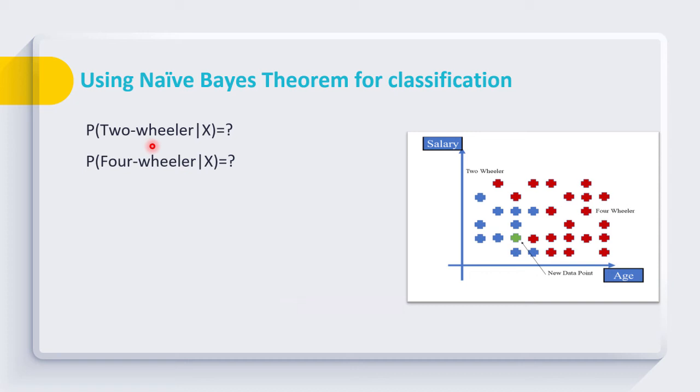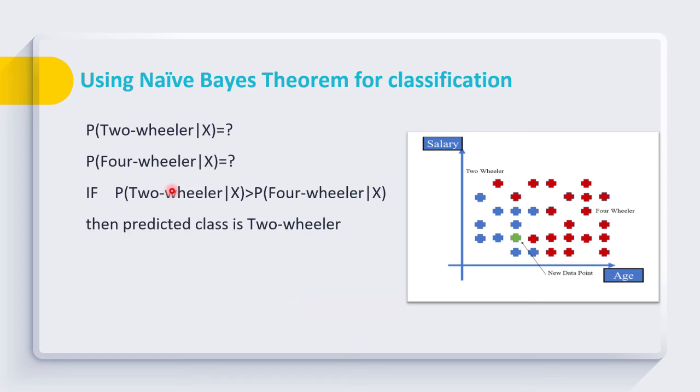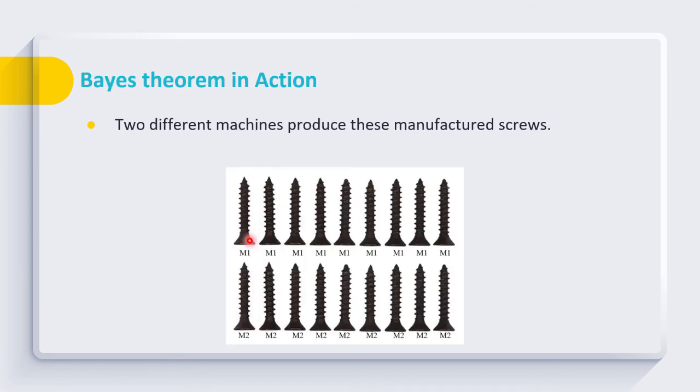So we will be calculating the probability of two-wheeler given X and the probability of four-wheeler given X. And based on the value of these probabilities, we will be making our prediction. So if the probability of two-wheeler given X is more than the probability of four-wheeler given X, then the predicted class will be two-wheeler. Otherwise, the predicted class will be four-wheeler. So this way we can apply Bayes theorem to perform classification for this data set. And in order to understand Bayes theorem in a better way, let us consider this example.